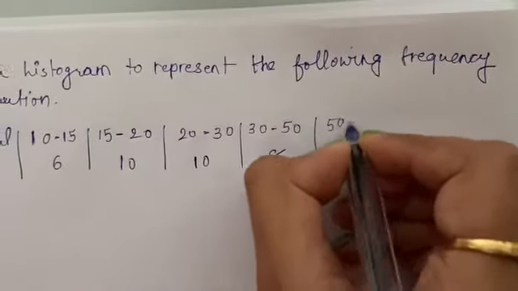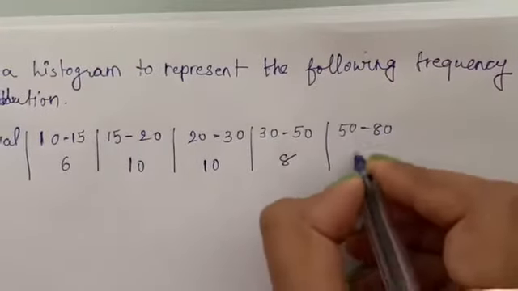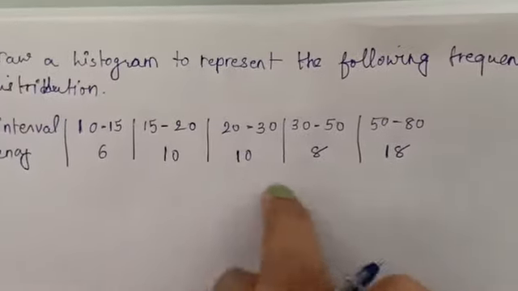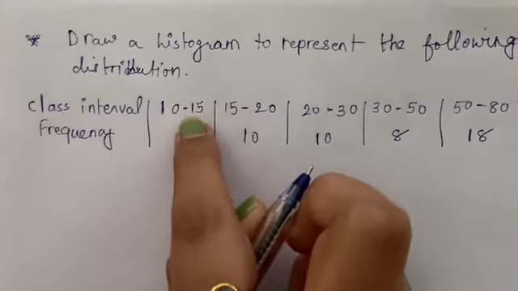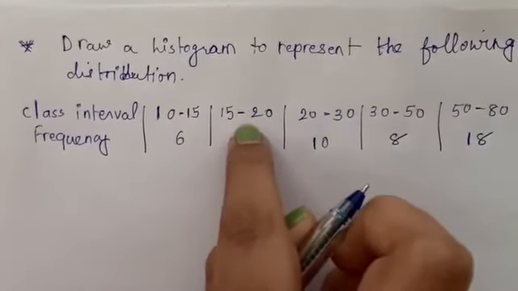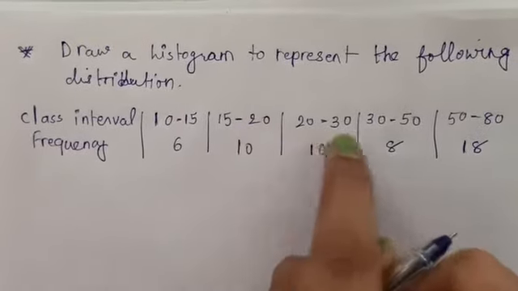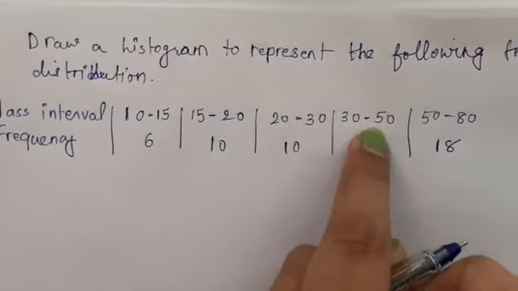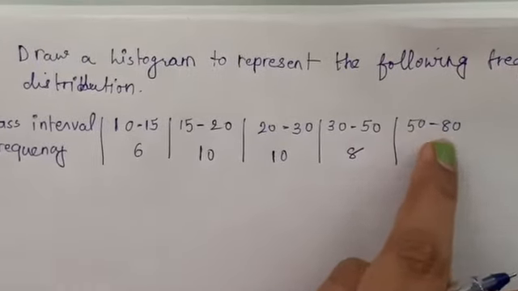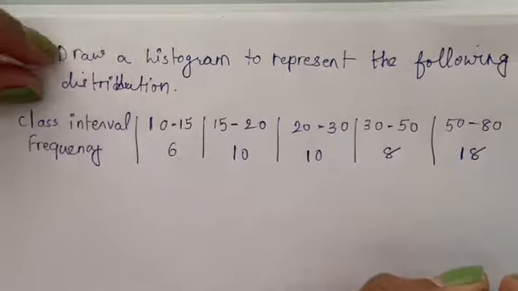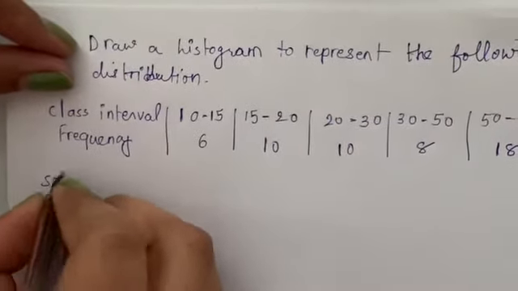And 50 to 80, the frequency is 18. So 6, 10, 10, 8 and 18, and the class intervals over here differ. This interval is of length 5, this one is of 10, this one is of 20, this is of 30. So when you have different class intervals, how do you draw a histogram?